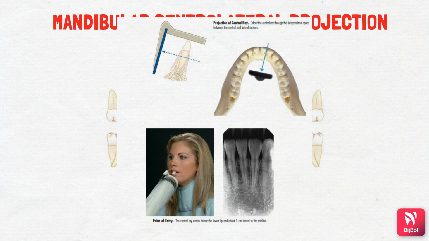The point of entry would be such that the central ray will be entering below the lower lip and 1 centimeter lateral to the midline.